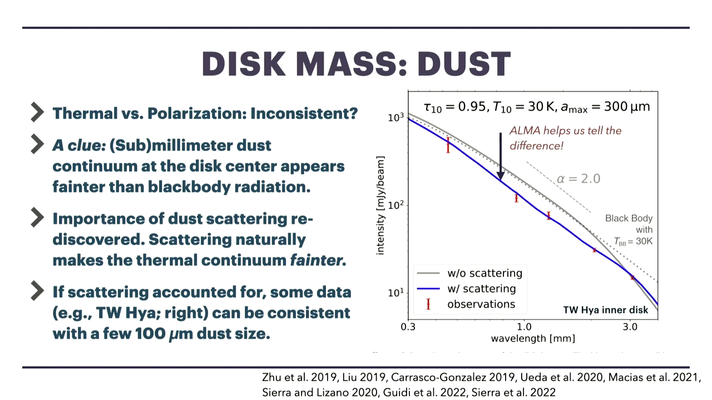So essentially the importance of dust scattering was sort of rediscovered in the process of getting better and better data. And this naturally makes the continuum fainter and explains those low spectral indices. And if you take that into account and you model your ALMA observations, you get, okay, the dust might be a few hundred microns in size and the tension is not so bad. But regardless, we see growth of dust. So what about the next parameter here?